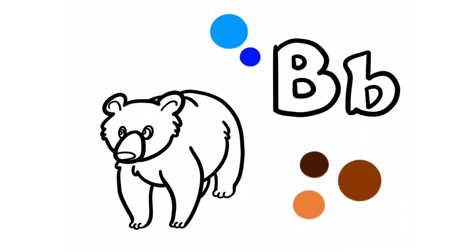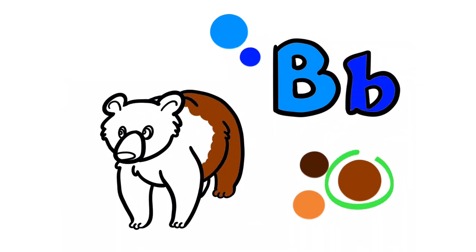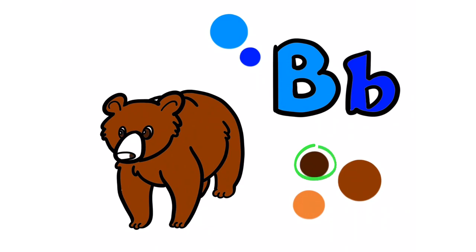Now let's color. Blue. Dark blue. Brown. Dark brown. Light brown. B stands for bear.